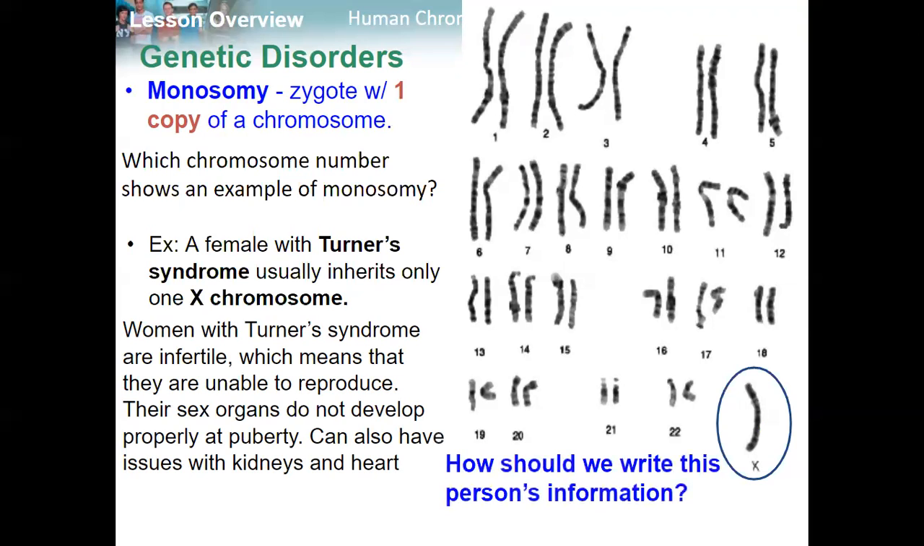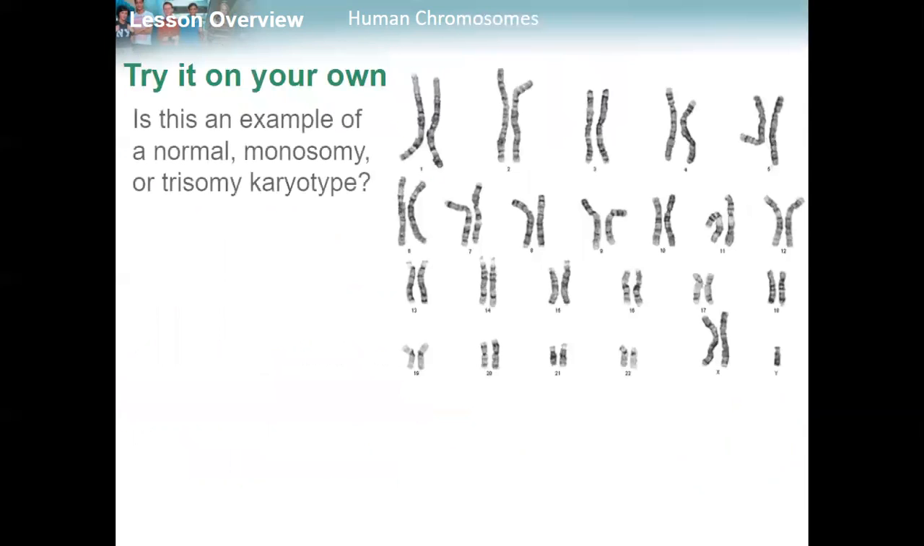How would we write their information? Well, the first part is always counting up the total number of chromosomes. Normal number of chromosomes is 46, but she's missing one chromosome, so she has 45. The next part would be, what are her sex chromosomes? Well, she only has one X chromosome. And that's how we would write her information, 45X. So I want you to go ahead and take a look and try this on your own. Is this an example of a karyotype that's normal, shows monosomy, or shows trisomy?